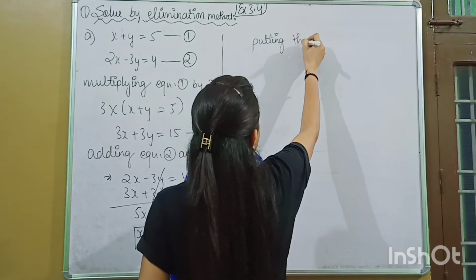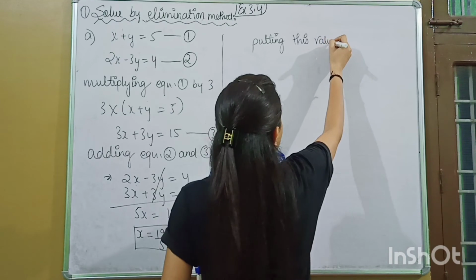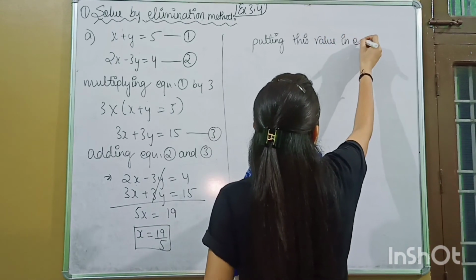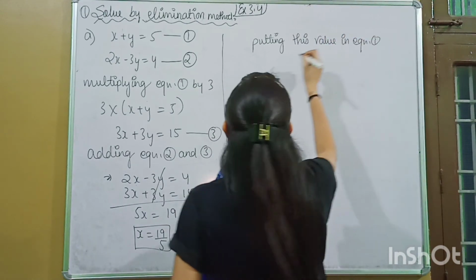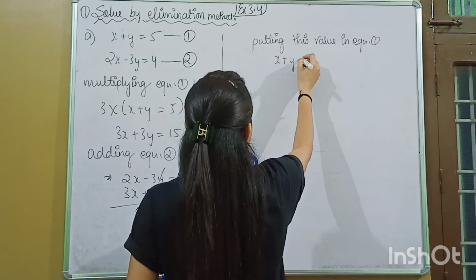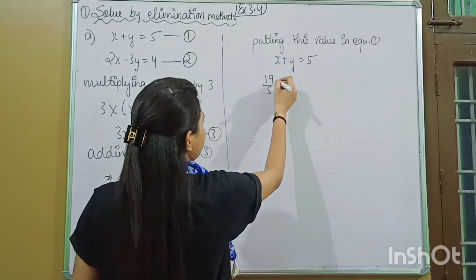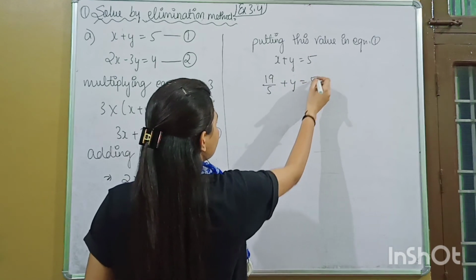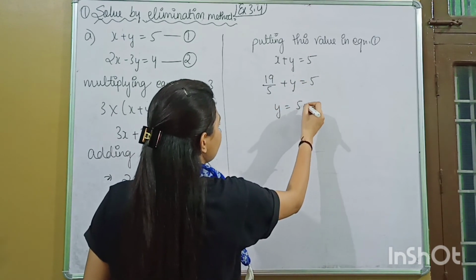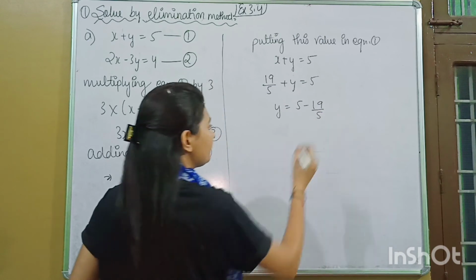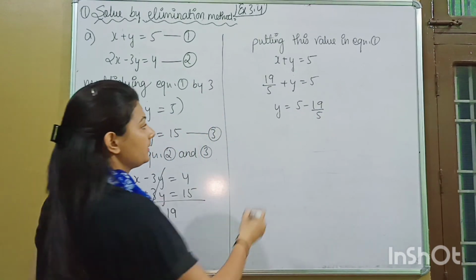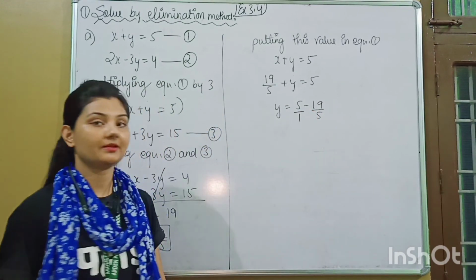Putting this value in equation 1, what is equation 1? That is x plus y equals 5. In place of x, we will write 19 by 5 plus y equals 5. So y will be equal to 5 minus 19 by 5. Now here, nothing is written in the denominator, so we will write 1.